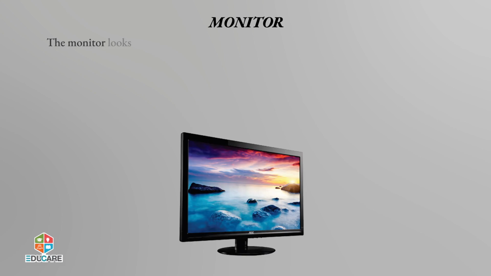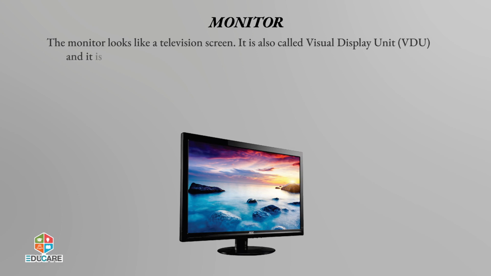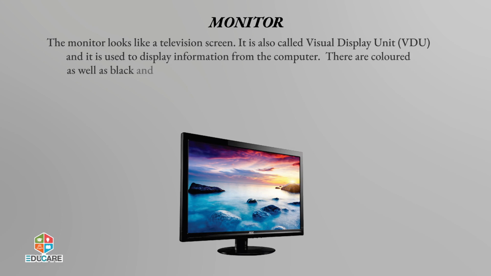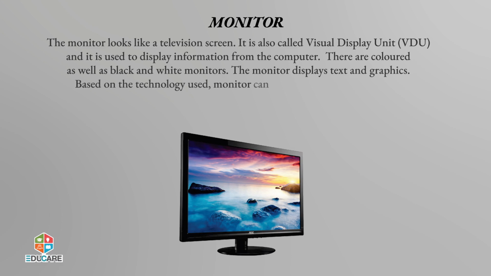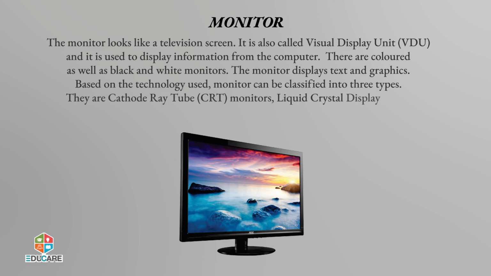Monitor. The monitor looks like a television screen. It is also called Visual Display Unit, VDU, and it is used to display information from the computer. There are colored as well as black and white monitors. The monitor displays text and graphics. Based on the technology used, monitor can be classified into 3 types. They are cathode ray tube CRT monitors, liquid crystal display LCD monitors, and light emitting diode LED monitors.